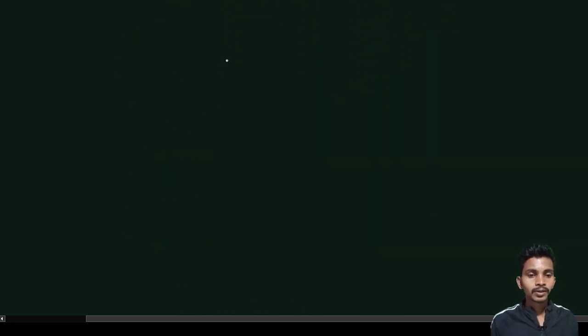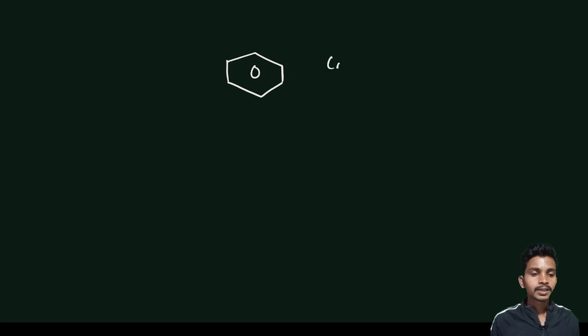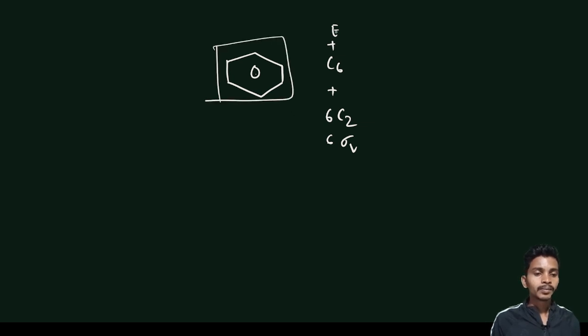Similarly, we have discussed the benzene molecule. So here C6 is there, E is there, and C2 is also there, so 6 C2 is there, 6 sigma v is there, and also this is a planar molecule, so C6 is this, then the molecular plane is this, so this is perpendicular to the principal axis, so sigma h is also there. With this set of elements, S6 must also be there.